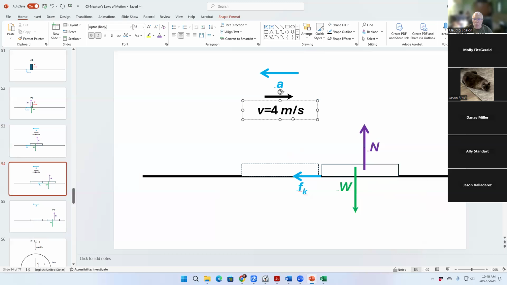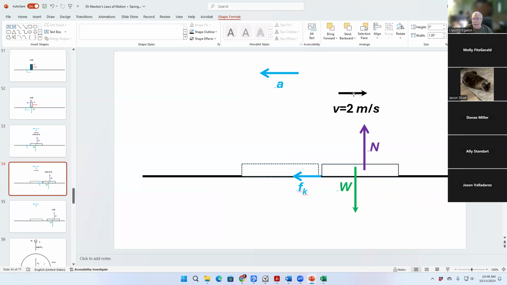But here it is no longer 4 meters per second. Let's say anywhere in between, let's say 2 meters per second, right? And the arrow must have shrunk by half. The acceleration doesn't change because the force of kinetic friction doesn't change.